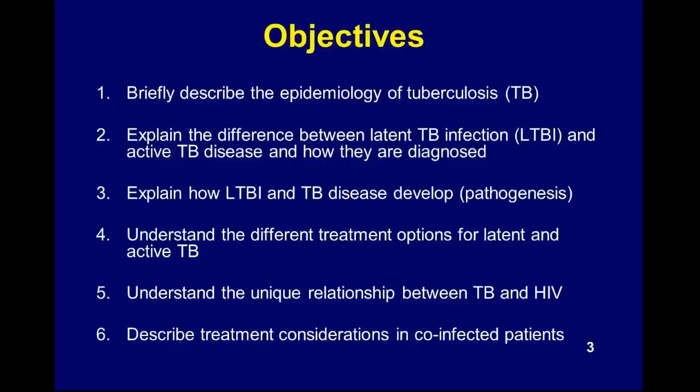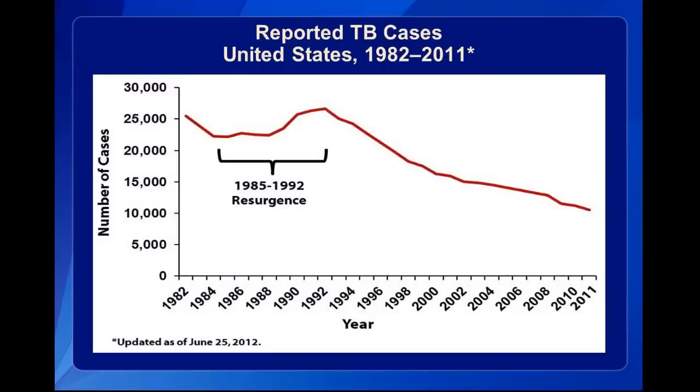So objectives for my talk today: I want to briefly describe the epidemiology, explain the difference between latent and active TB, how each of them are diagnosed, what are the signs and symptoms, how the disease develops, what are the different treatment options for latent TB and active TB, what is the relationship between TB and HIV, and what are the treatment options in co-infected patients and how do they differ.